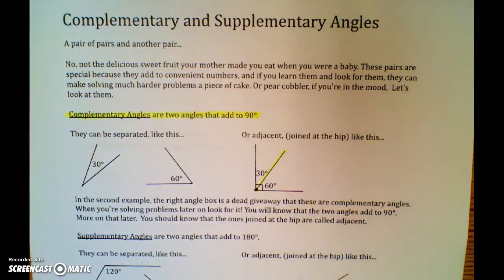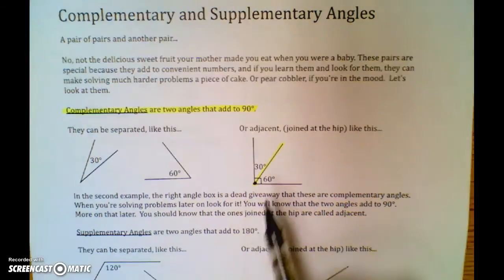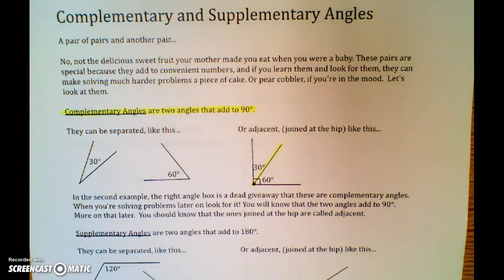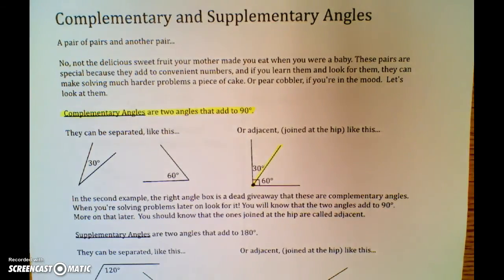In the second example, the right angle box is a dead giveaway that these are complementary angles. So when you see this box, remember that tells you it's a right angle, so that it measures 90 degrees. When you're solving problems later on, look for it. You will know that the two angles add to 90 degrees. More on that later. You should know that the ones joined at the hip are called adjacent, and we talked about that last week.